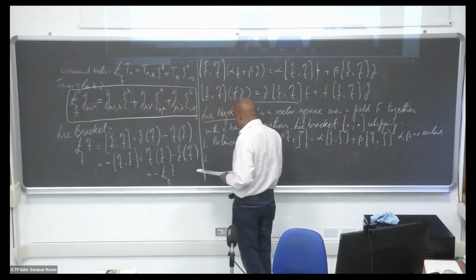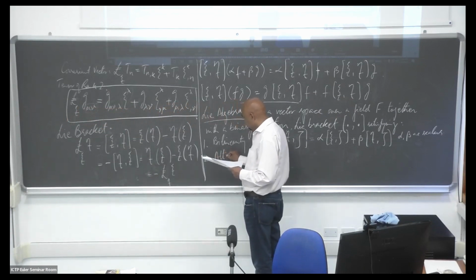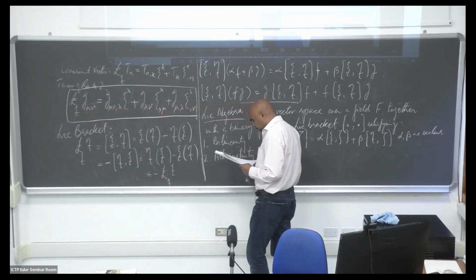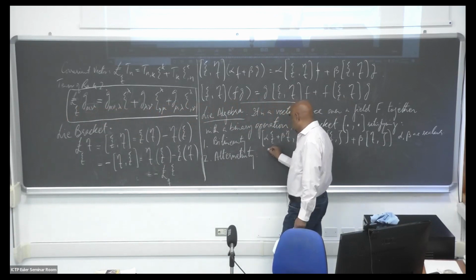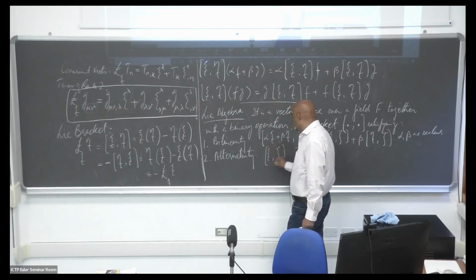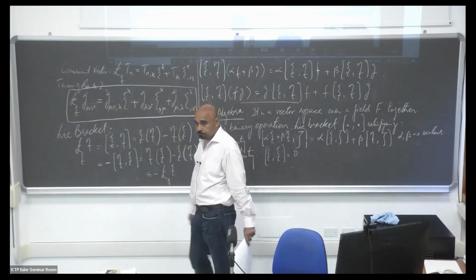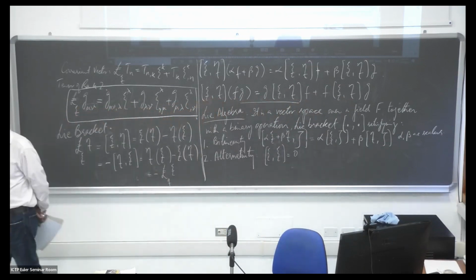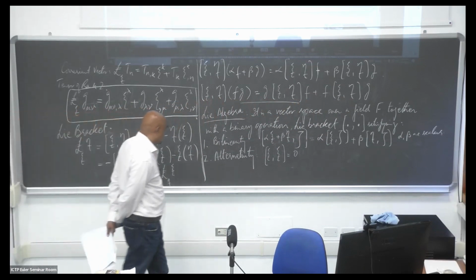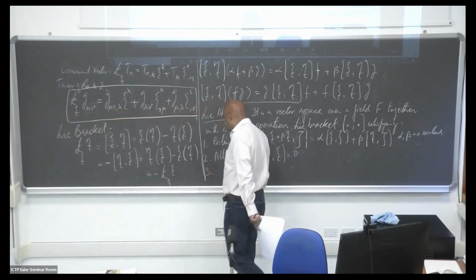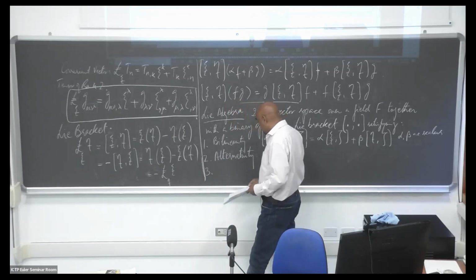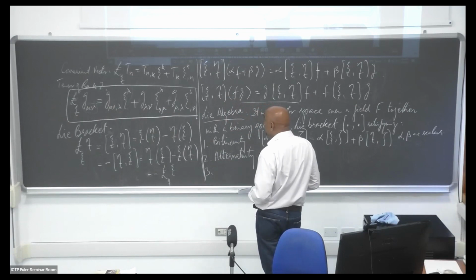Second is called alternativity. Alternativity means that xi applied on xi is 0, which is obvious from the definition. Number 3 is the Jacobi identity. I think I should write it.